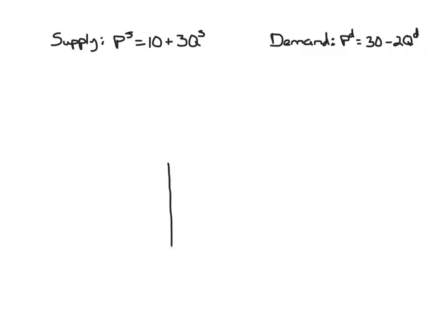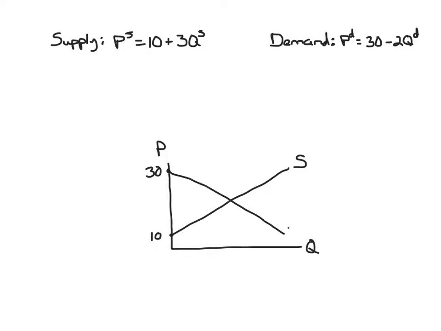So here we have the quantity on the x-axis, the price on the y-axis. The supply curve begins with a y-intercept of 10 and a slope of positive 3. So we begin here at 10 for our y-intercept, and then the supply curve slopes upward. Okay, for the demand curve, we begin at an intercept of 30, and then we have a slope of negative 2. So 30 is our y-intercept for the demand curve, and then our slope is negative 2.